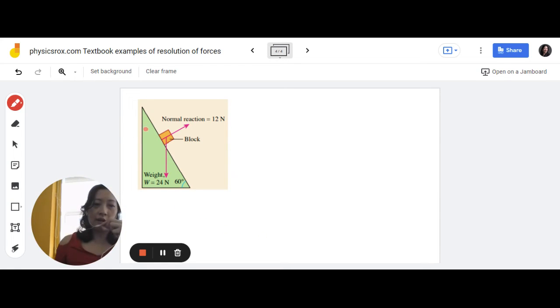That also depends on whether the surface is smooth or not. So in this question, if we look at the textbook, it does say it's smooth. Now, remember, what does smooth mean? Smooth means no friction or negligible friction.